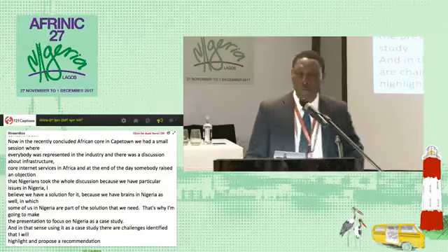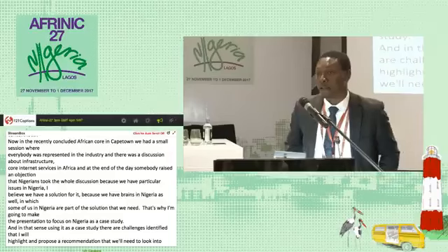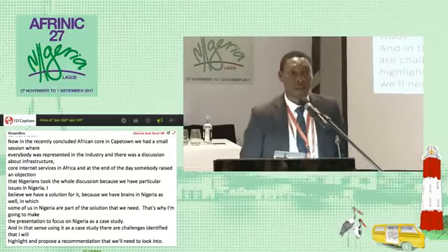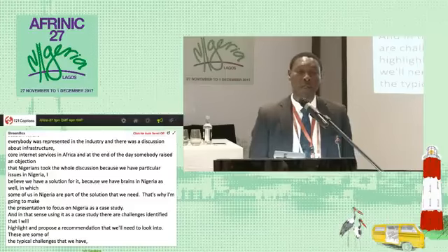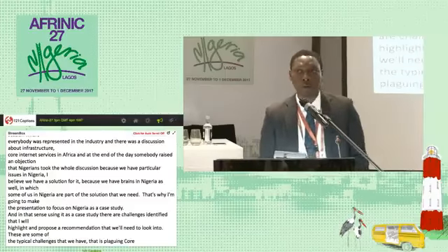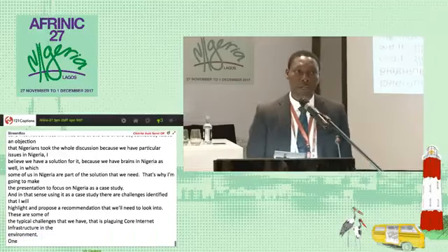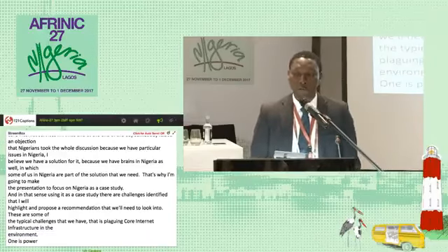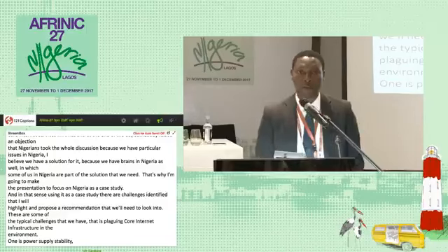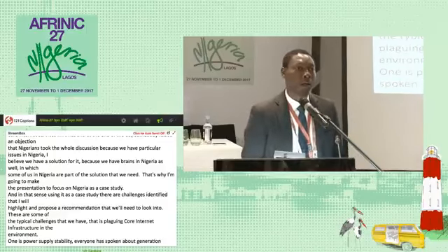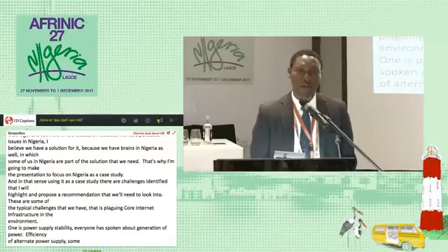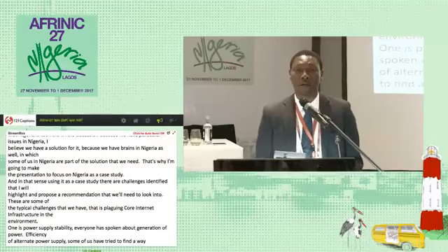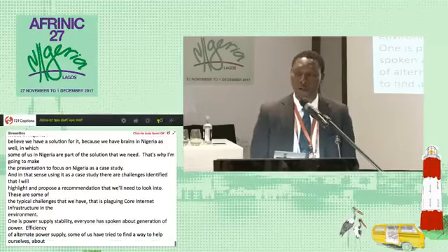These are some of the typical issues plaguing the core internet infrastructure in this environment. Number one is power supply stability. Everybody that has spoken has, one way or the other, talked about generation of power. Then there is the efficiency of alternate power supply, because some of us that are ISPs have tried to find a way to help ourselves, but how efficient is the alternate power supply?